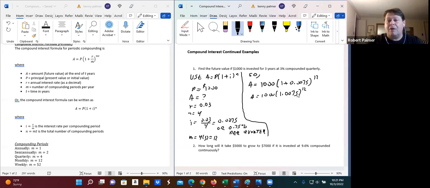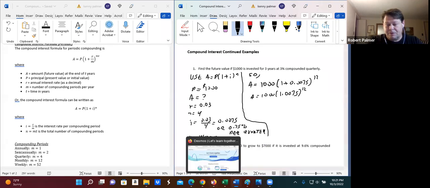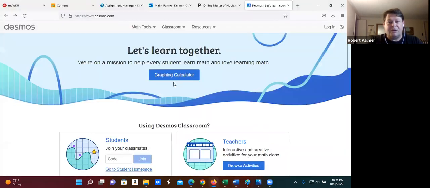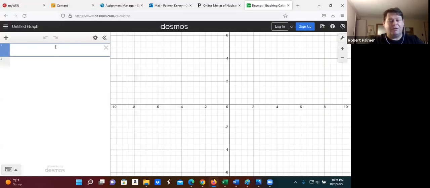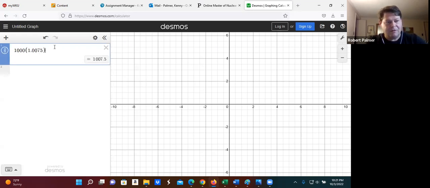Okay. Now, we're also going to use Desmos to help us out with this. Let's go to Desmos just to calculate these. You can use it not only to graph, but also to calculate things. So 1,000 times 1.0075, then raised to the 12, and we'll see, as it says, that's $1,093.81.